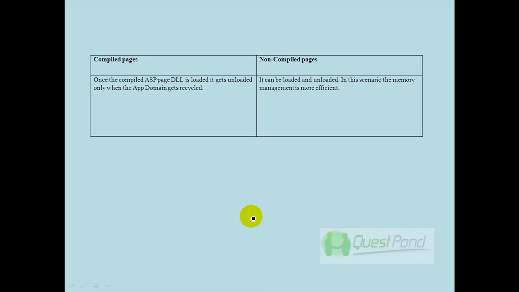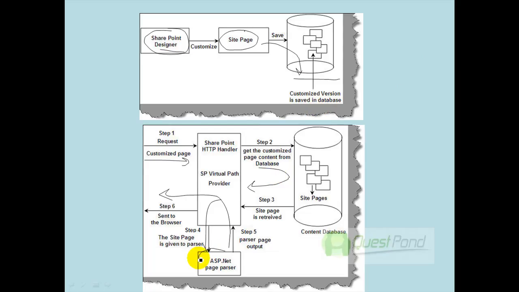Because of this lack of control over the way the DLLs can be loaded and unloaded into memory, you cannot really do good memory management. Once a compiled ASP.NET page is loaded, it gets unloaded only when the app domain of IIS gets recycled or when the garbage collector runs. That is not in control of SharePoint. But in the case of non-compiled pages, they can be loaded and unloaded because it completely depends on the SharePoint ASP.NET parser, right? So here it has a lot of control.